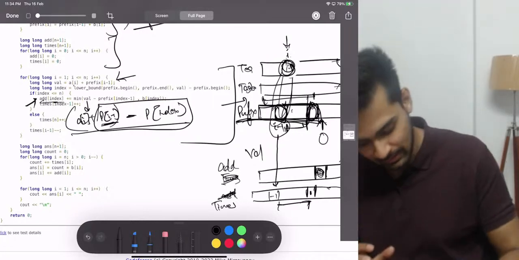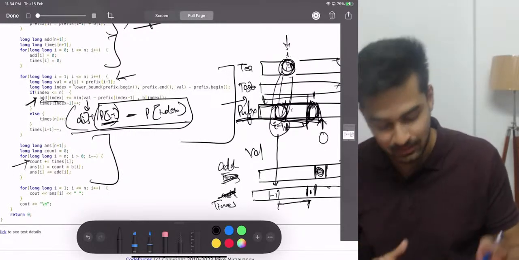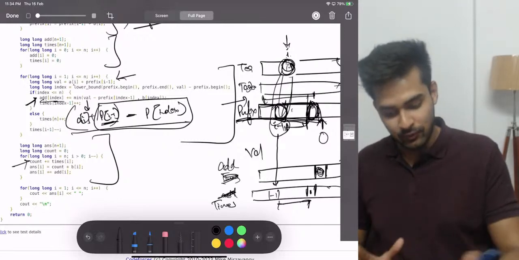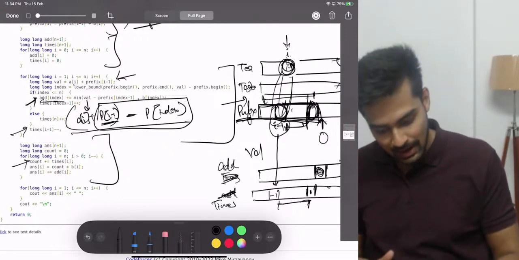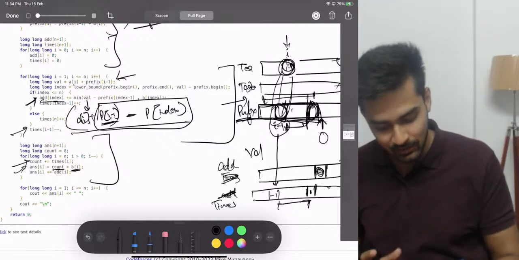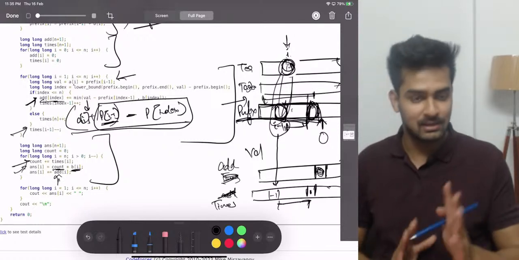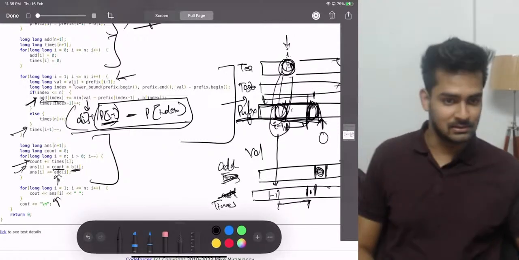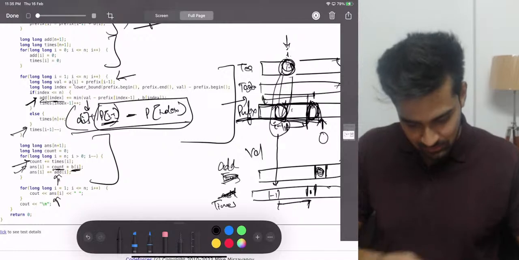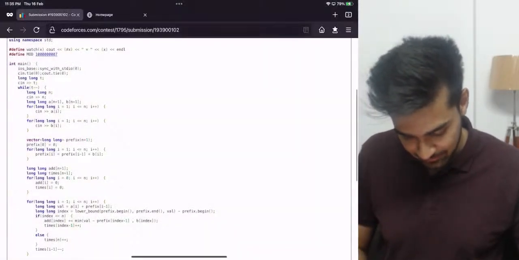Then in the end, I'm just looking at the count. I'm again going in the backwards direction for the times array, adding their count, multiplying their count with BIs, adding it for the ith person, and again adding the add array for the ith person, and that's it. After that, I print my answer. So that is the entire logic for problem C.